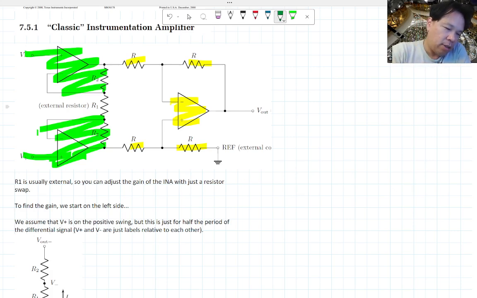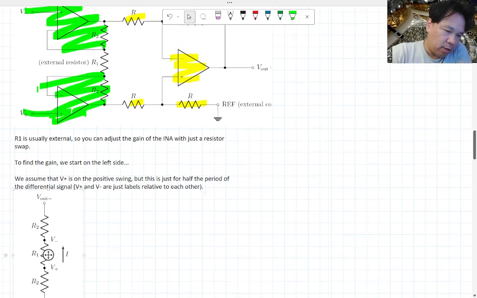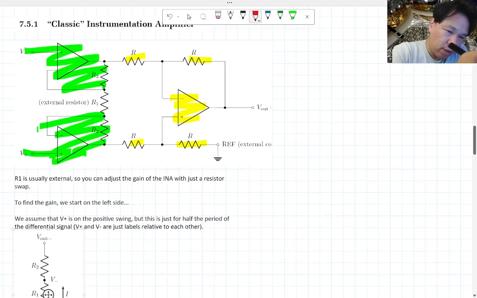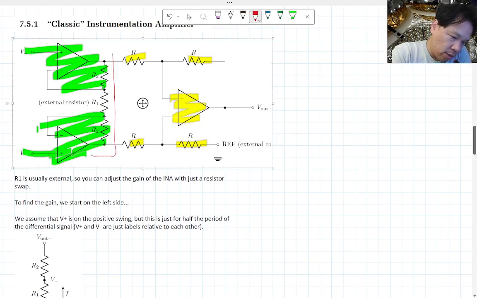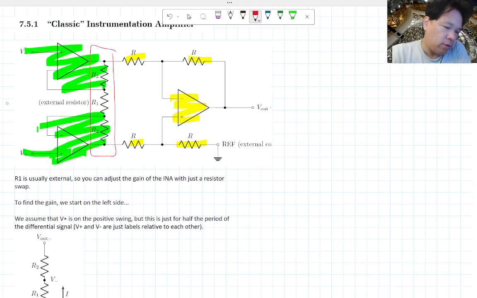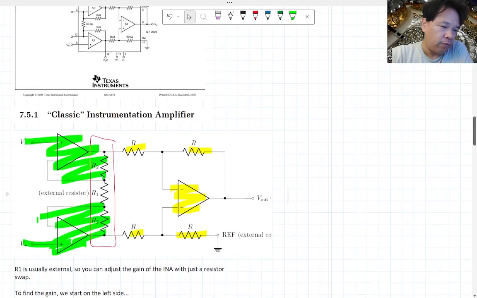So let's see how this circuit actually works. Let's analyze this part here first. I'm going to highlight that in red, because this part is the only part that we're really adding. The stuff on the right is just a differential amplifier that we already have the equation for from up there.